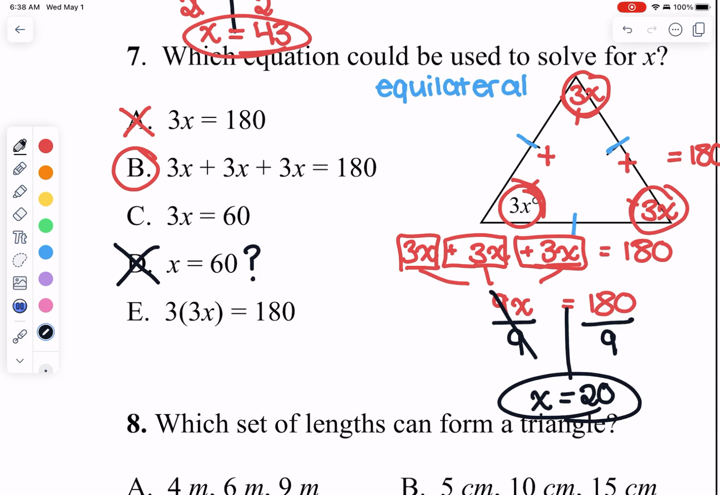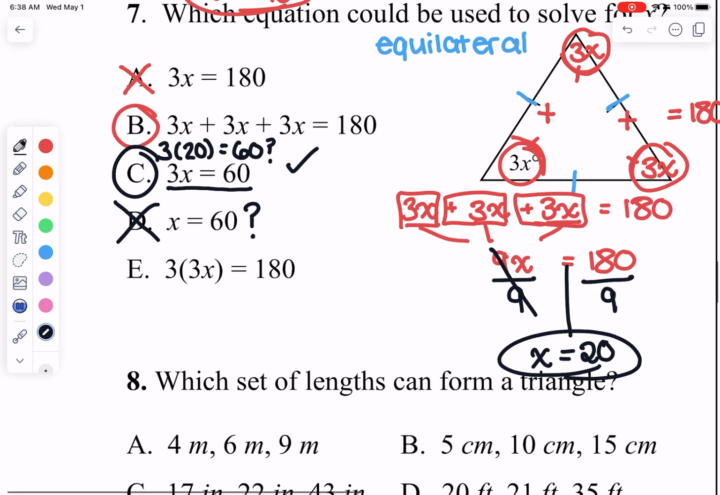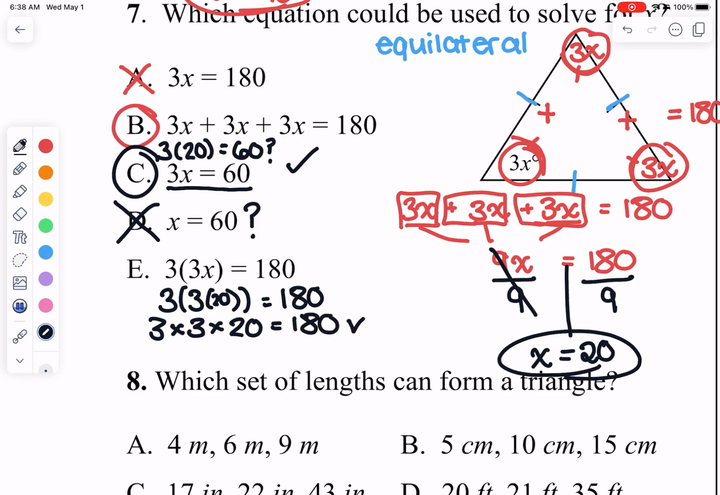Is C correct? C says that 3x equals 60. Well, let's try it. 3 times, I know that x is 20. Does 3 times 20 equal 60? Oh, yeah. C works. Last one, E. E says 3 times x, which is 20. I know, lots of parentheses going on, but stay with me. This says 3 times 20. I'll put that in my calculator. 3 times 3 is 9. 9 times 20 is 180. That is good. B, C, and E are all correct options.